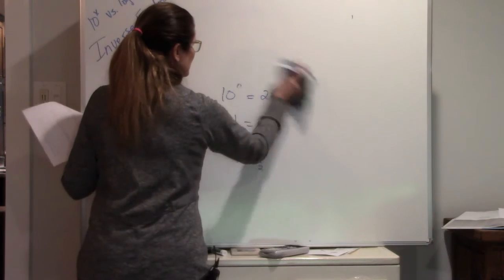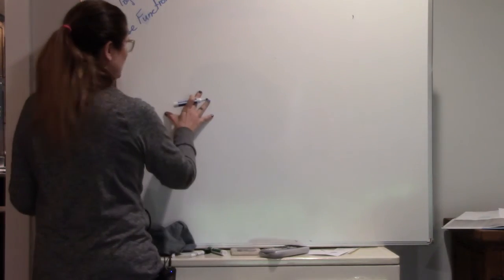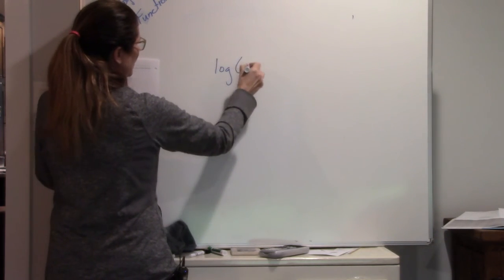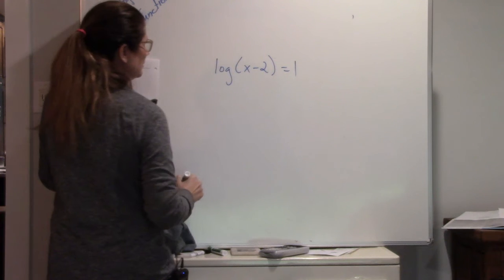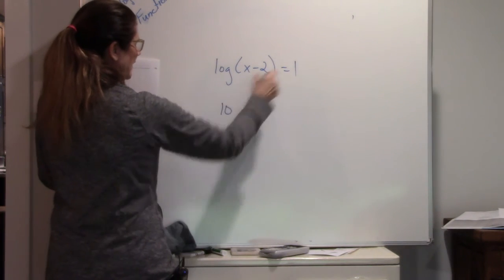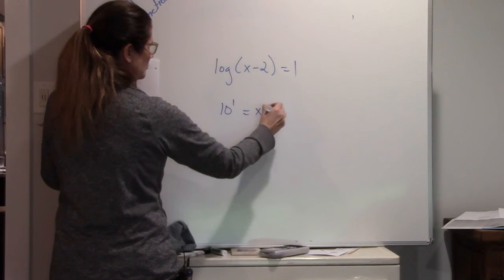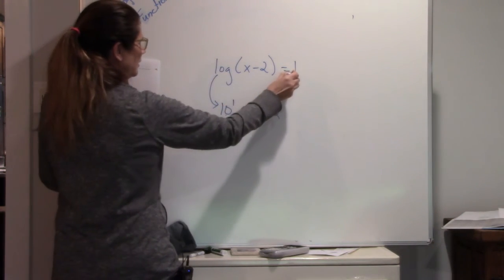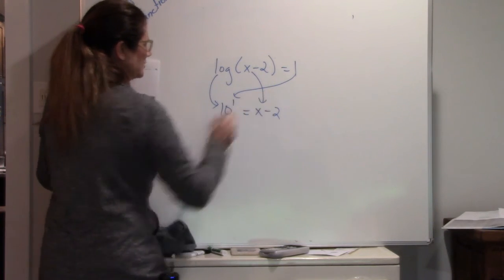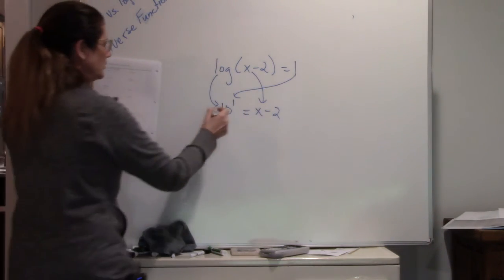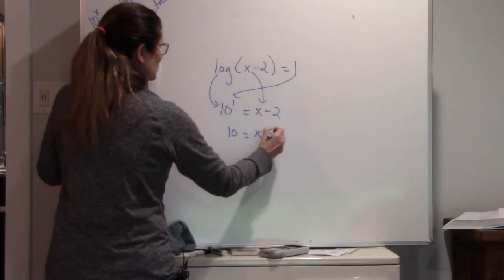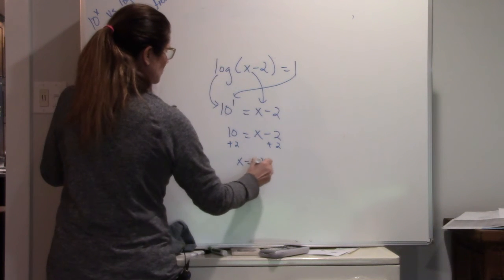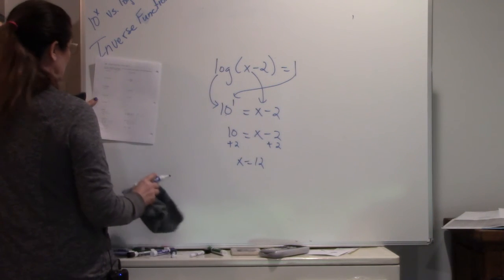Number 16. Number 16 says log of x minus 2 equals 1. Base 10, that's my exponent. That is my total. So again, all I've done is I've rearranged it. Log is base 10. That's my exponent, and that is the total. Okay, so now I just solve it. 10 to the first power is 10 equals x minus 2. I'm going to add 2 to both sides, so I get x equals 12, and that's my answer. Okay?